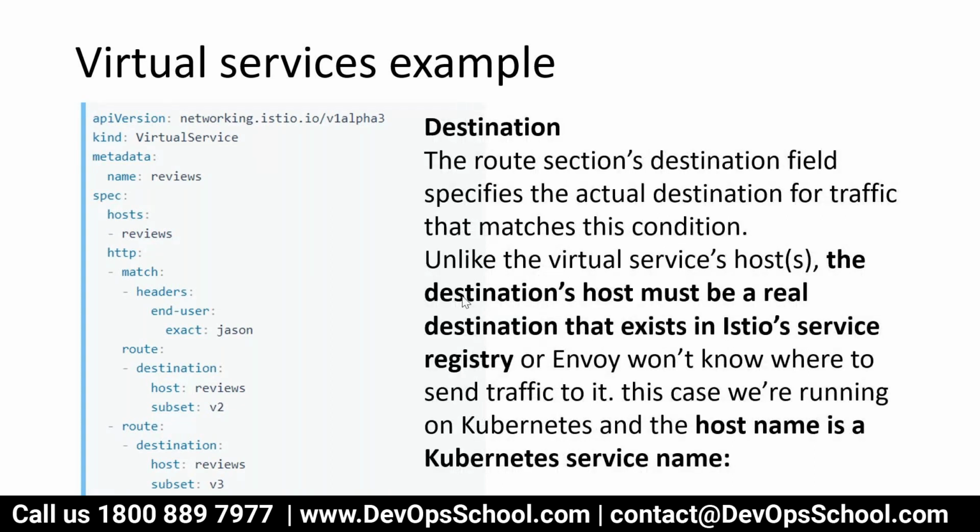Routing means this is the destination. So the route section's destination field specifies the actual destination for the traffic that matches the conditions. Unlike the virtual service host, the destination host must be a real destination that exists in the Istio service registry. That is like a real service name, or Envoy won't know where to send traffic to. In this case we are running on Kubernetes, and the host name is the Kubernetes service name. So this reviews which you see as host name is a real Kubernetes service, and it has two versions, v2 and v3, that I'll discuss in some time.